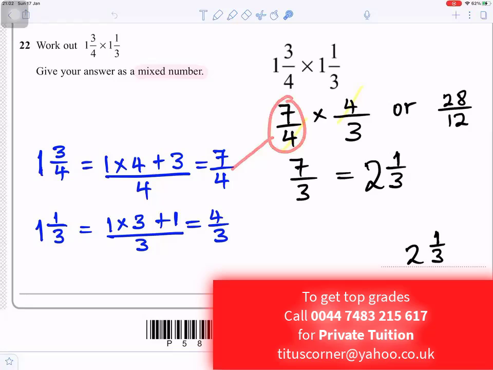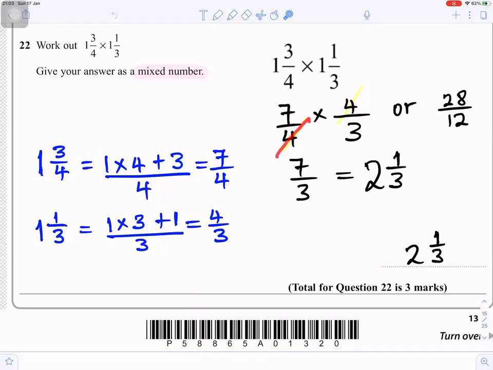Now 7/4 times 4/3. If you notice there's 4 there and there's 4 there, you can cancel it. I've crossed it out. So you're left with 7/3. And 7 divided by 3, it's 3 goes into 7 two times, remainder 1. So it's 2 remainder 1/3, 2 1/3.